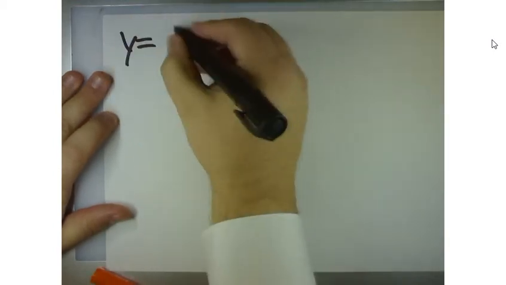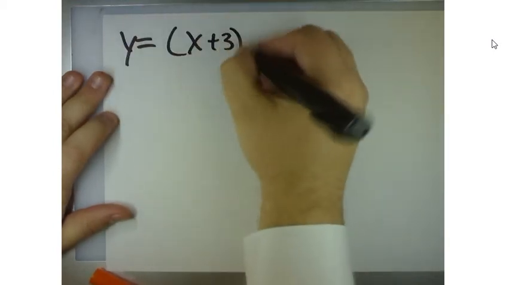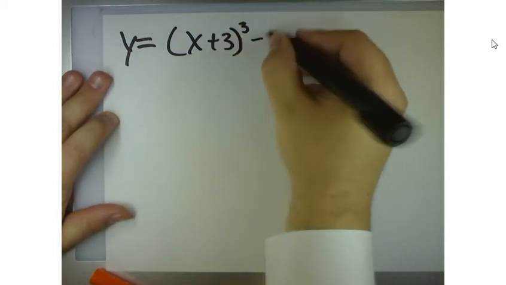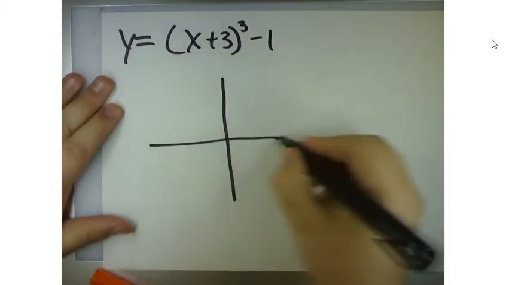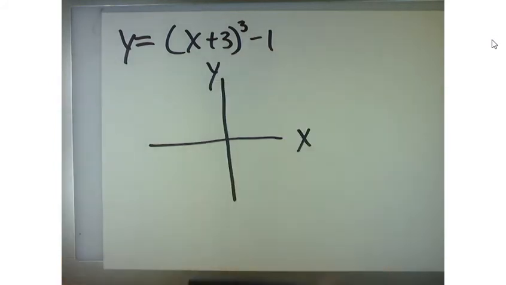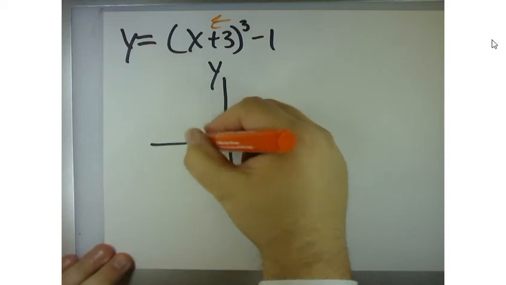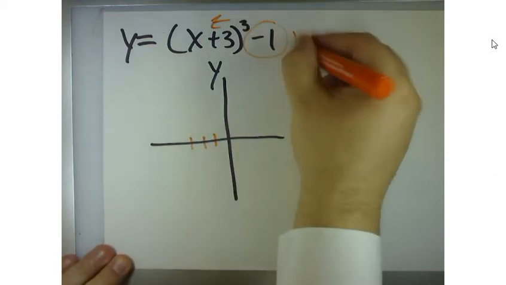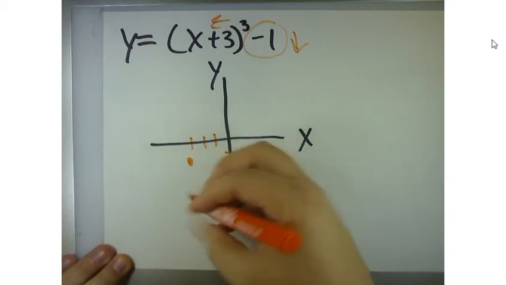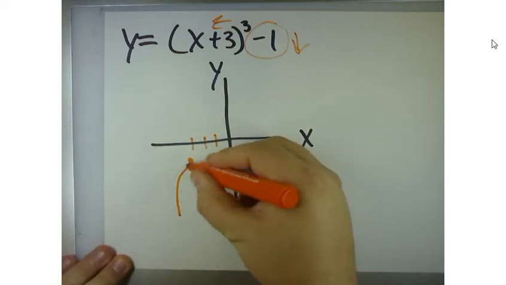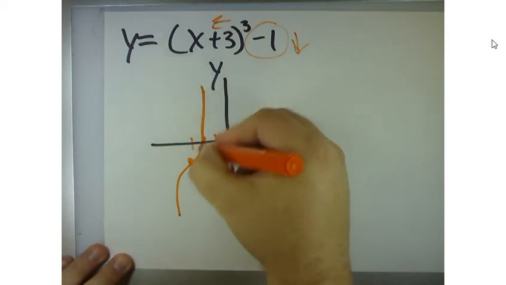Let's do one more, shall we? Now, this one isn't in the textbook, but I want you guys to write it down. If I say y equals (x plus 3) cubed minus 1, how would you graph that? Well, I go 3 units to the left, 1, 2, 3, and then this is 1 unit down. So that's where my little curvy swoop will go through. It would look like that.